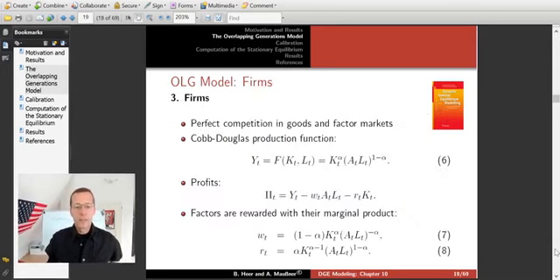Now the rest is fairly standard in this model. So we have a production sector where firms are subject to perfect competition, both in goods and factor markets. The production function is Cobb-Douglas as presented by equation 6. The firm maximizes profits, which is production minus wage cost minus interest rate cost. And factors are rewarded by the marginal product. So the wage is equal to the marginal product of labor, and the interest rate R is equal to the marginal product of capital K.